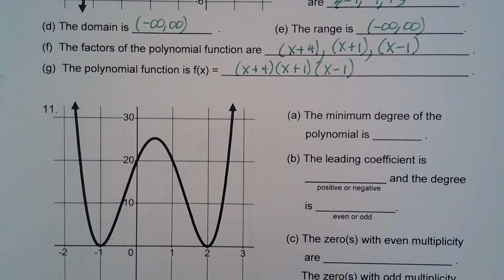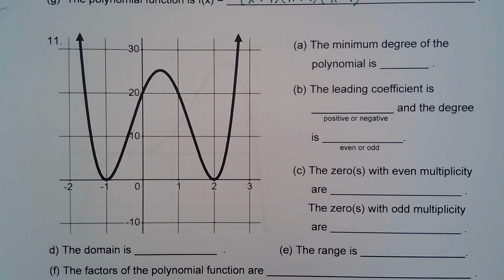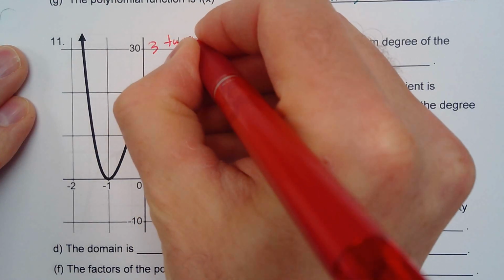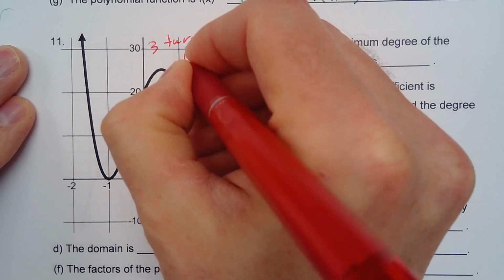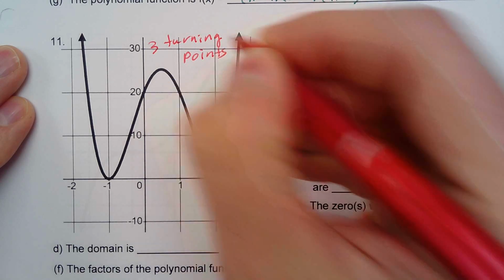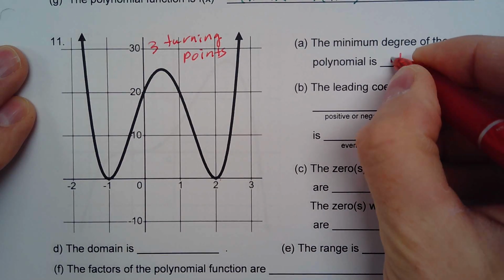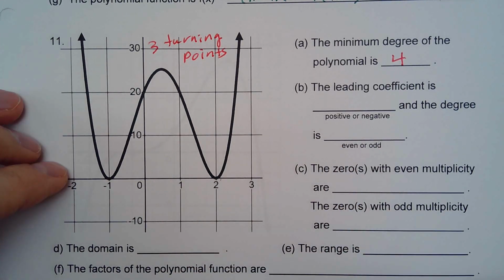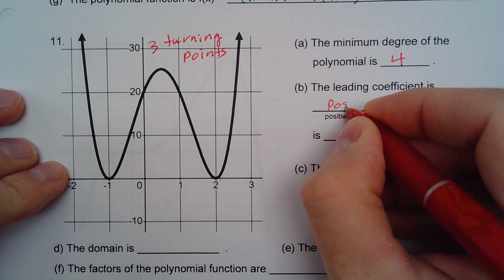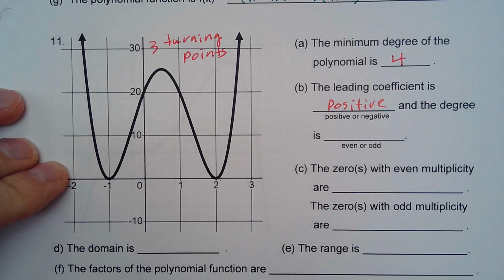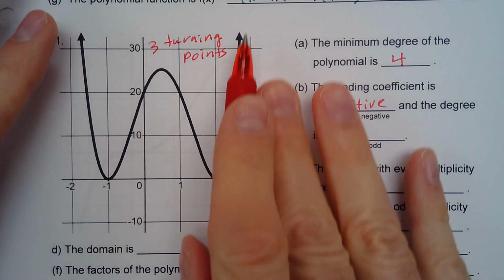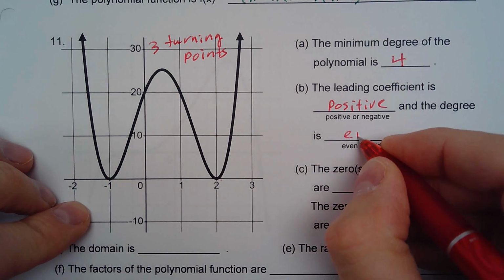All right, let's try number 11. So I've got 1, 2, 3 turning points. So my degree has to be at least 4. Ends are facing up, so my leading coefficient has to be positive. And the degree here is, well, ends are going the same direction, so it has to be even.